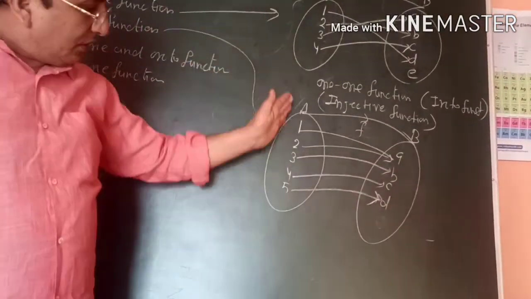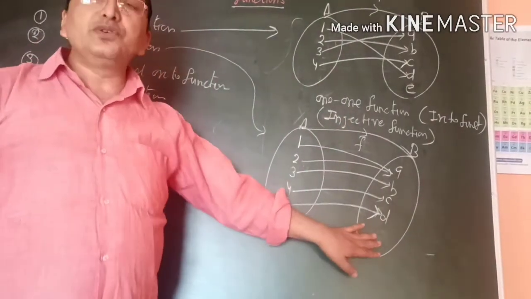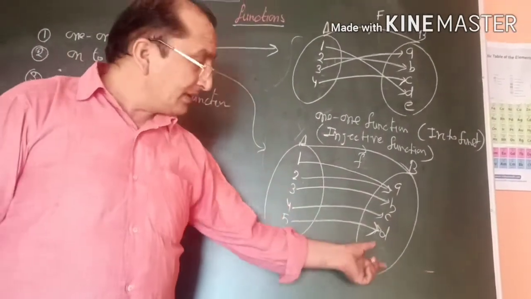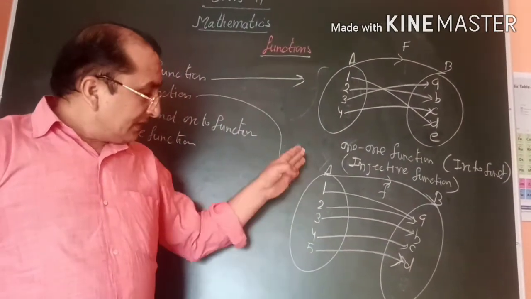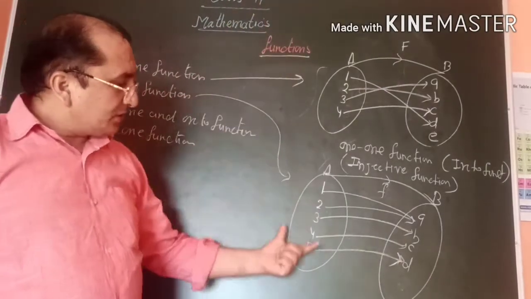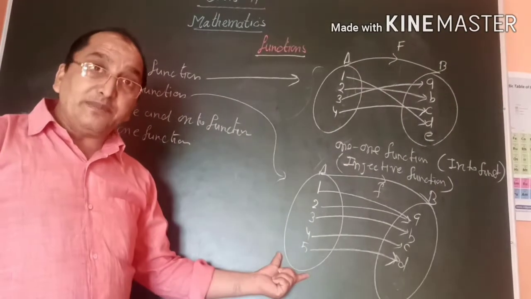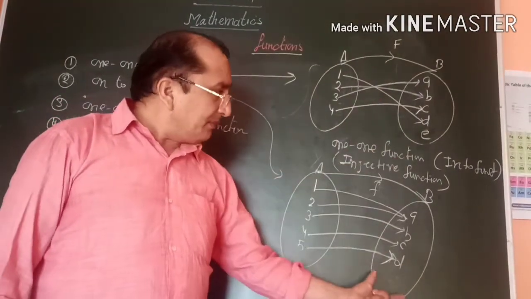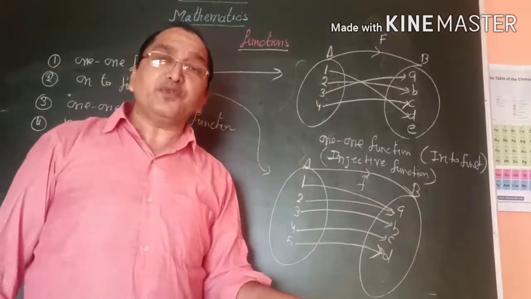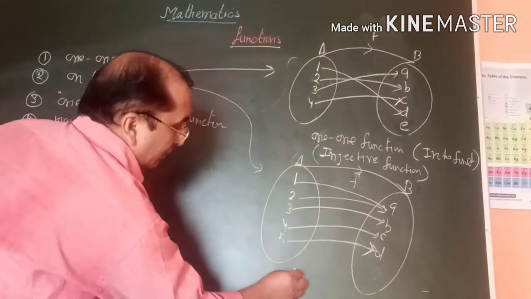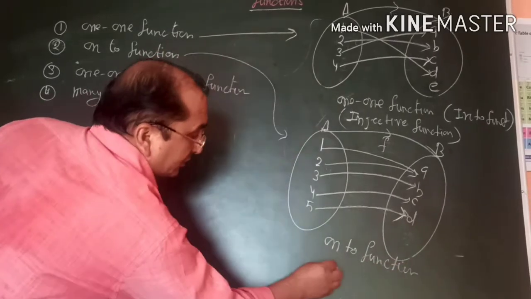Now, all elements of A have images in B, and there is no element in B that is without a pre-image. All elements are engaged by elements of set A. This is the first order pair, and this is the second order pair. All first order pairs are engaged to all elements of the second order pair, and we don't have any element in B which is free from an image. This is known as an onto function, and this is known as a surjective function.